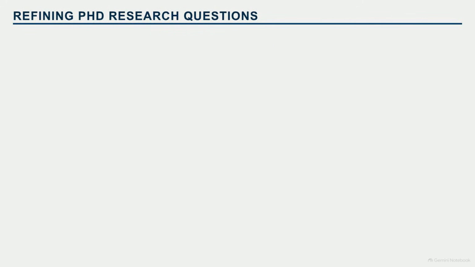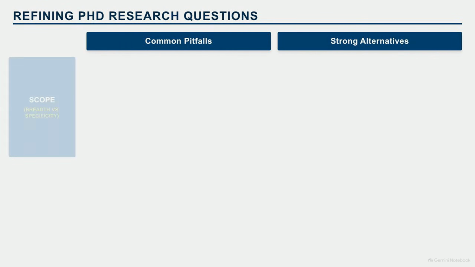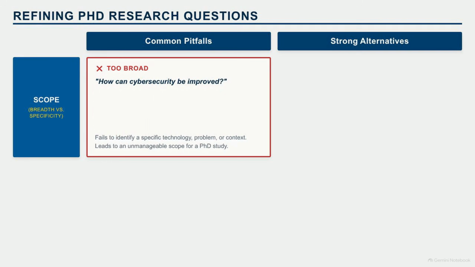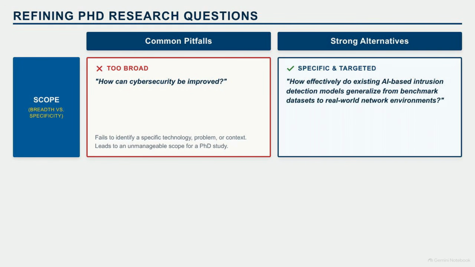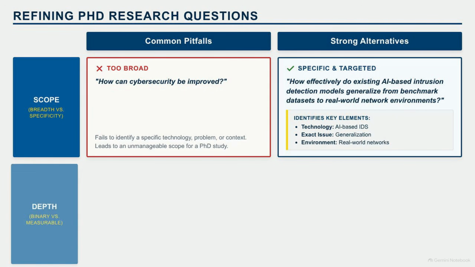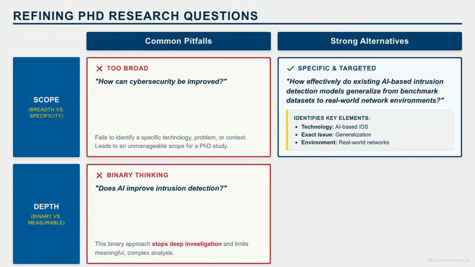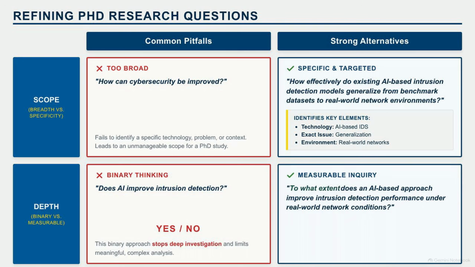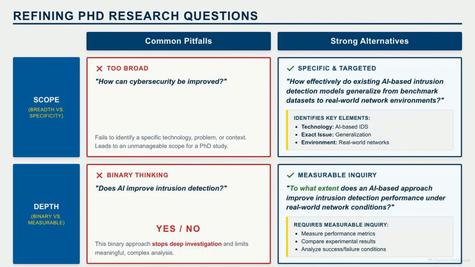This chart contrasts common phrasing errors with strong alternatives. In the first row, asking how can cybersecurity be improved is too broad. The specific, checkmarked alternative clearly identifies the technology, the exact issue, and the target environment. Avoid questions that can be answered with a simple yes or no. The red text stops deep investigation. The green text uses to what extent, which forces you to measure the improvement, compare results, and analyze conditions.